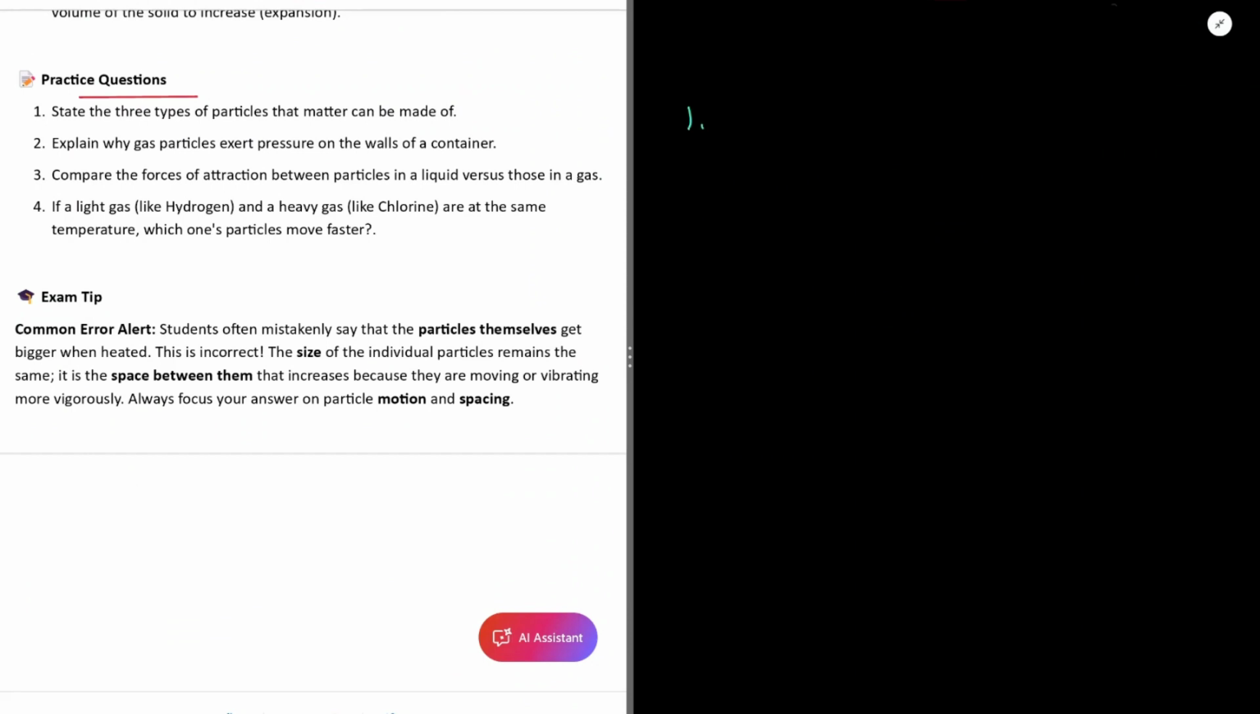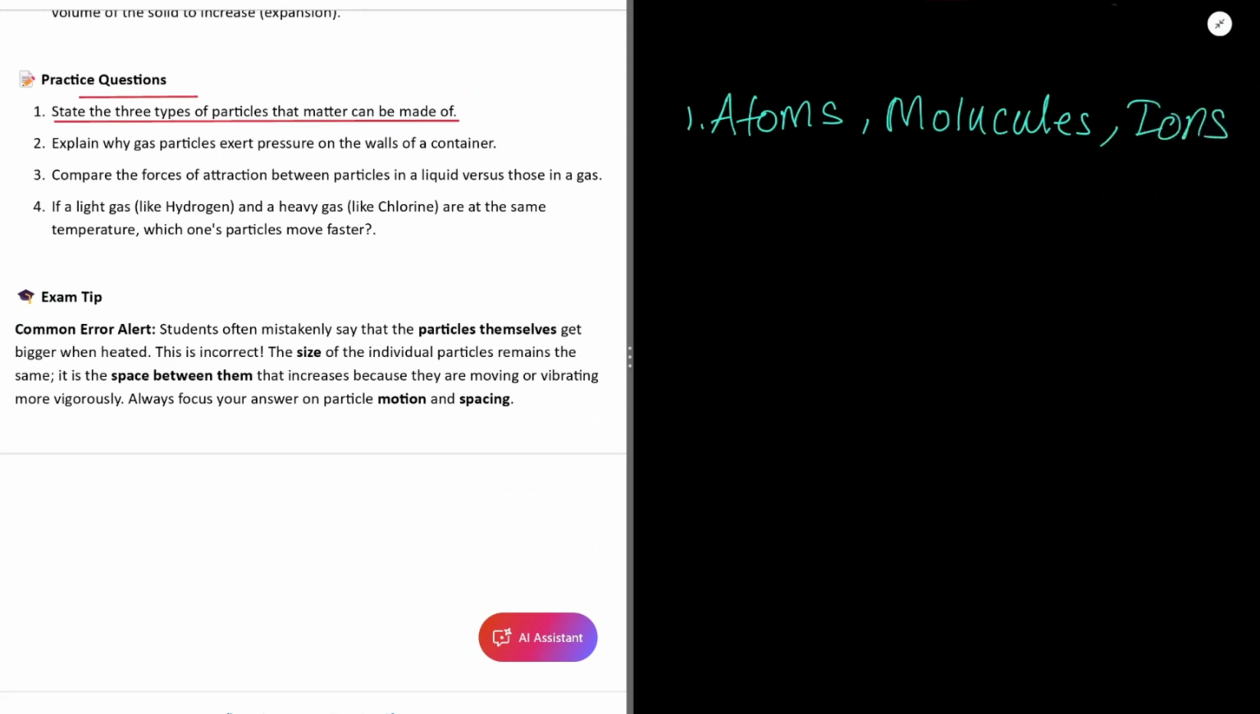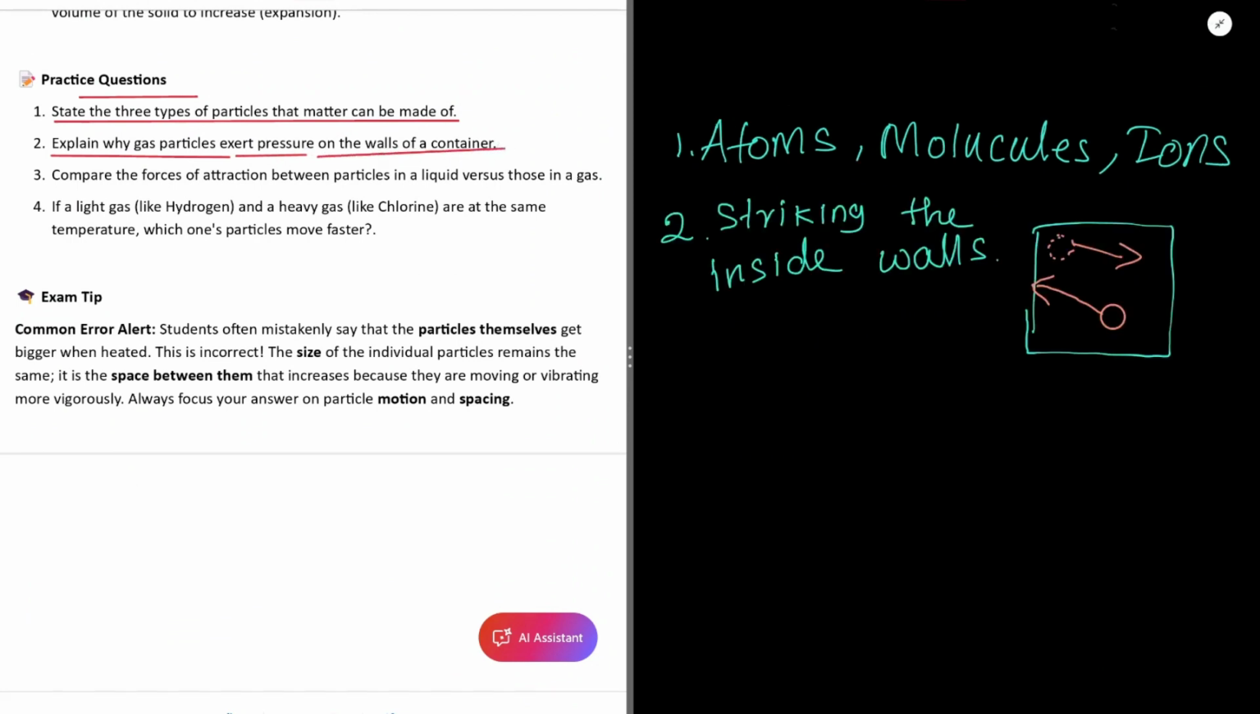The first question says, state the 3 types of particles that matter can be made of. Atoms, molecules, and ions. Next question is, explain why gas particles exert pressure on the walls of a container. It exerts pressure by striking the inside walls, as shown in the picture.